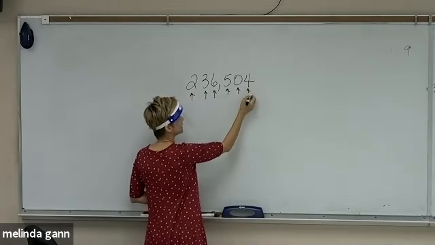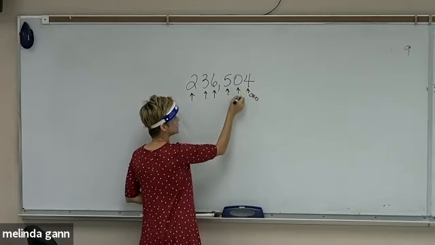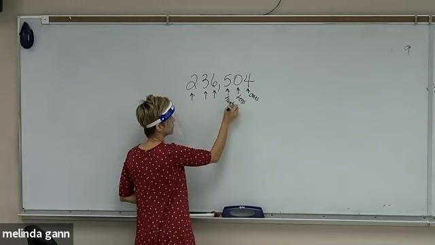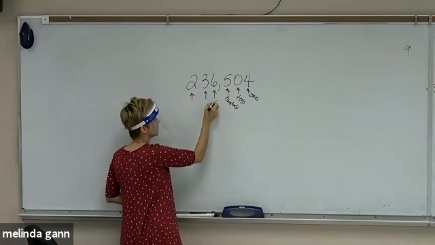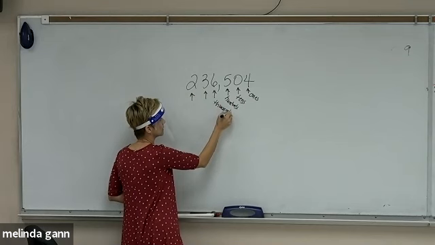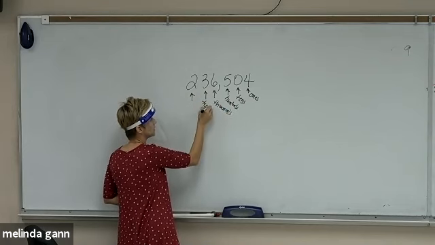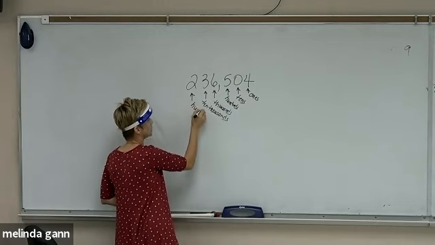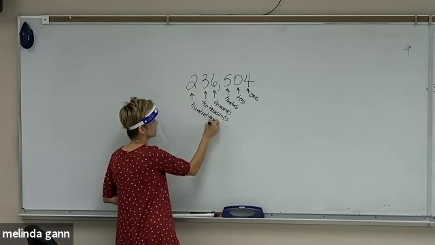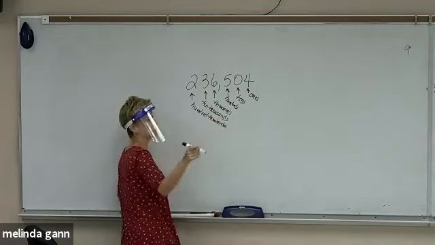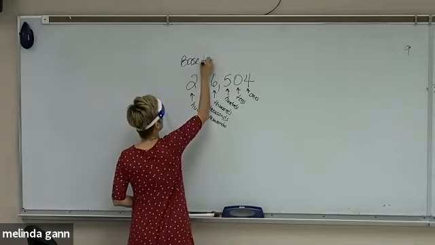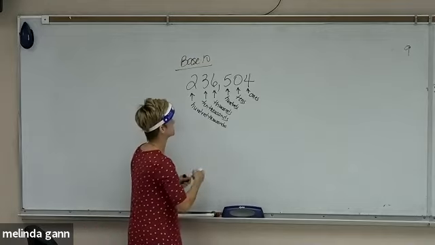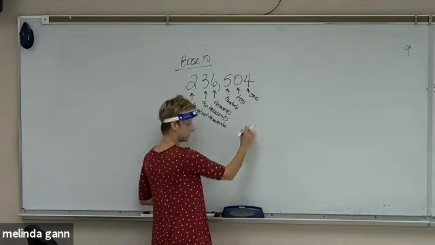What place is that? The ones. What place is this one? The tens. What about that one? The hundreds. What about this one? That's the thousands. And this one? 10,000s. And what's this one? 100,000s. Your number system is in base 10. Now, what do I mean by that? I'm going to erase them. Is everybody with me?